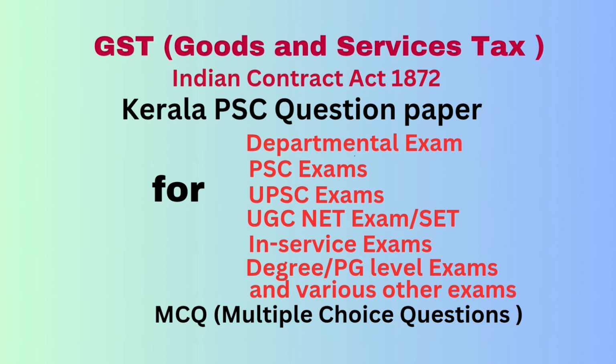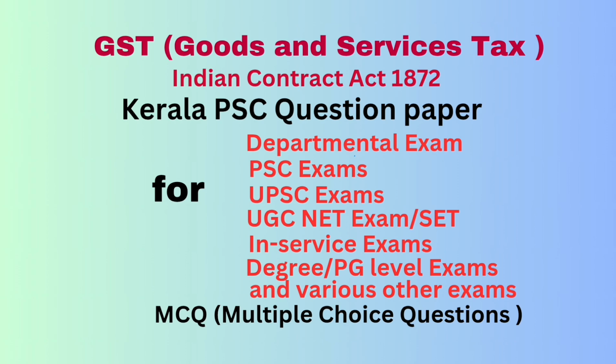Question number 22. In which chapter is zero rated supply dealt with in the Integrated Goods and Services Tax Act? Answer: Chapter 7. Chapter Roman numeral 5.1.1, that is 7. Chapter 7.